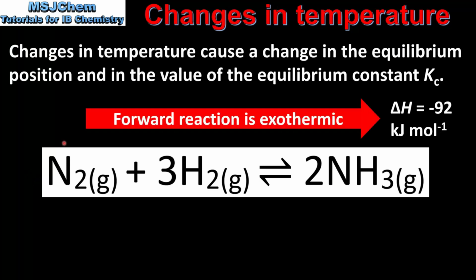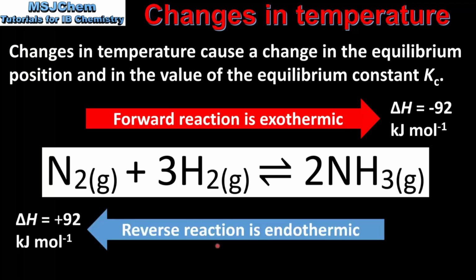The forward reaction of the Haber process is exothermic. This can be seen by the negative value for the change in enthalpy. If the forward reaction is exothermic, the reverse reaction is endothermic. We can see this by looking at the sign of the enthalpy change, which is positive. So when we use Le Chatelier's principle to predict in which direction the equilibrium position will shift, we need to know if the forward reaction is endothermic or exothermic. If the forward reaction is exothermic, the reverse reaction is endothermic, and vice versa.